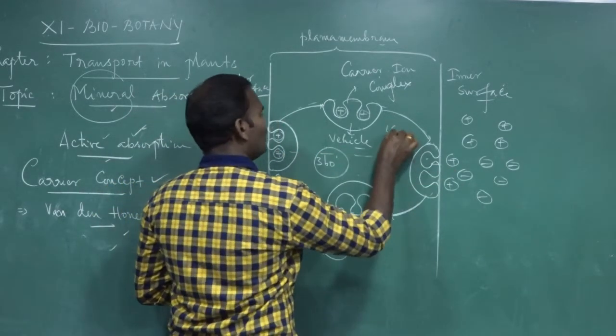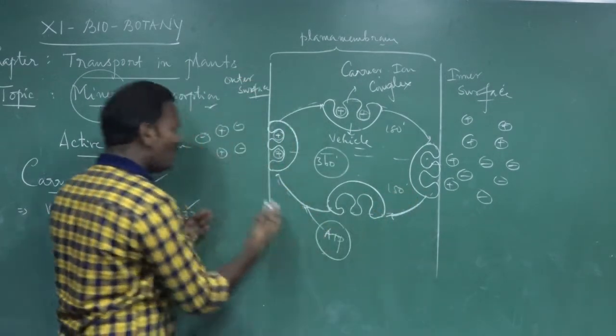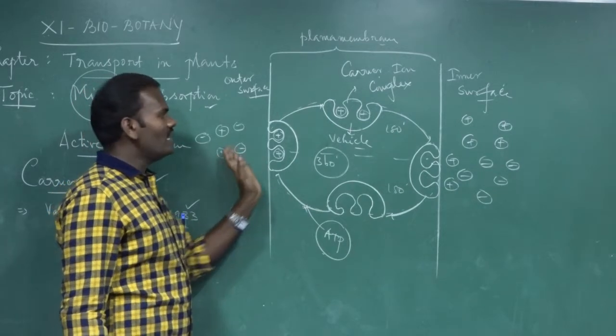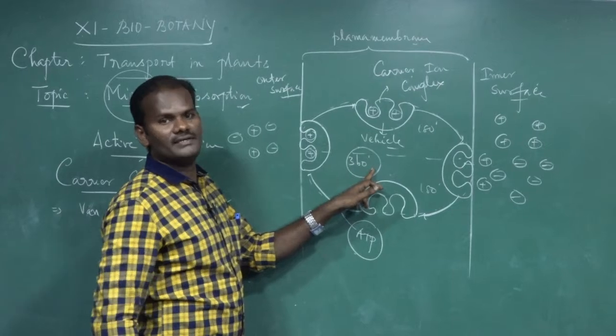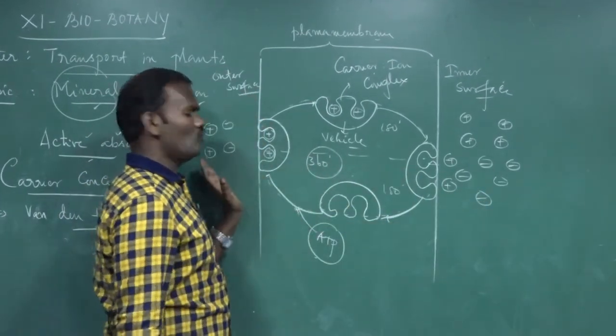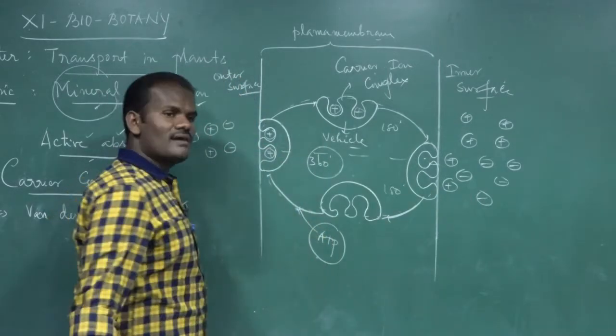First it is 180 and the next it is 180. To come back to pick up the fresh ion, these carrier molecules rotate 360 degrees. So easily they are moved from lower concentration to the higher concentration. These are called carrier concept.